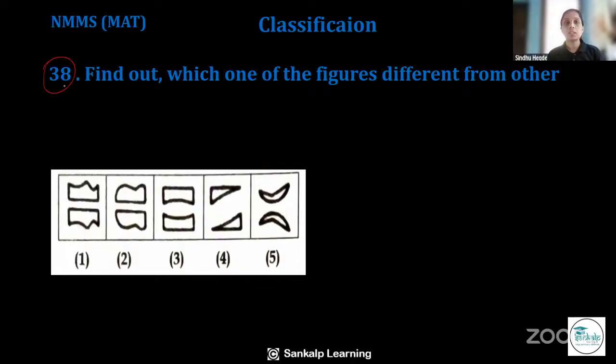Let us see question number 38 of the chapter NMMS Math Classification Nonverbal. Find out which one of the figures different from other. Here 4 images are given. These all are the images. This image shows the different pattern, but they faces opposite each other.